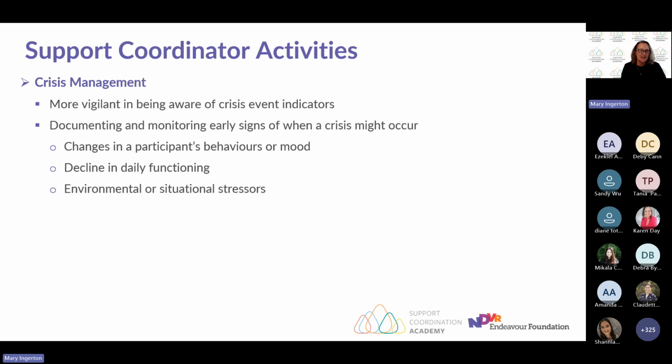It really helps. Okay, thinking about crisis management. So a support coordinator will need to be more vigilant, I suppose, in being aware of the events that may indicate when a participant may go into crisis.